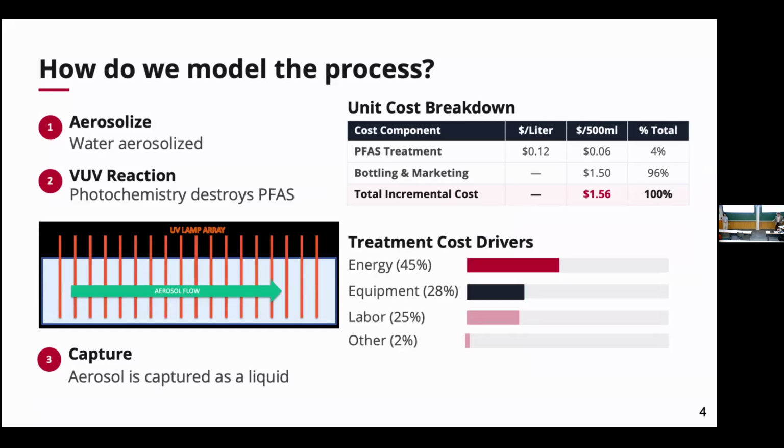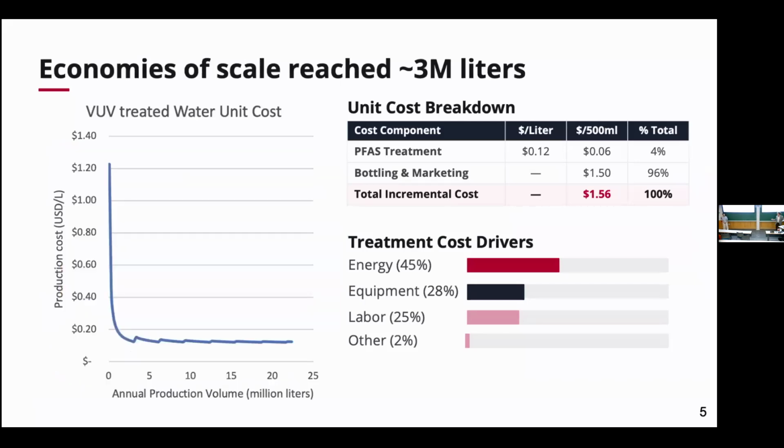Our process as modeled is dominated by the cost of energy. So these percentages are all as a percentage of cost. Energy takes up 45% of the total cost in production. Equipment is also significant, and then labor and other inputs are less significant drivers. We'll get into sensitivity testing in a minute.